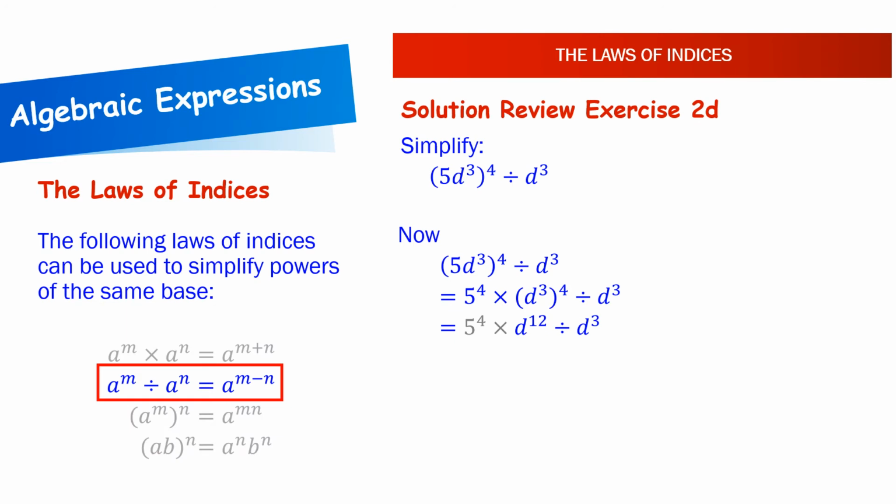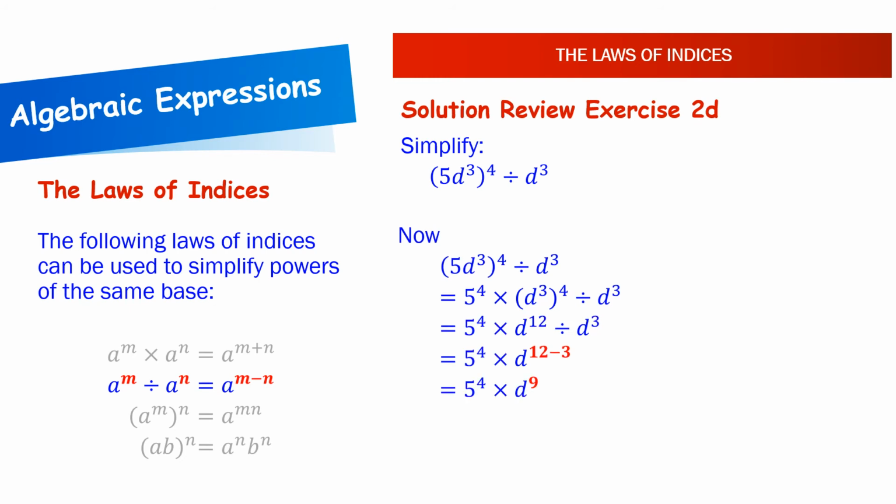Now use this highlighted law to simplify d to the power 12 divided by d to the power 3. We subtract the indices to give d to the power 12 minus 3, which gives d to the power 9. Now 5 to the power 4 gives 625, so we have 625 multiplied by d to the power of 9.